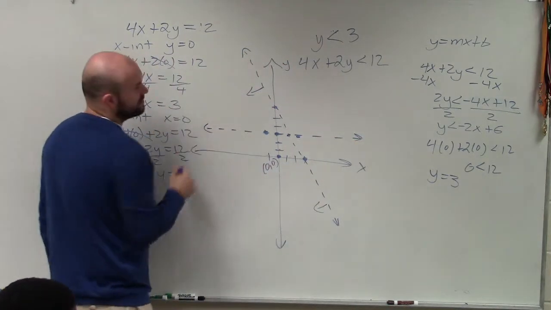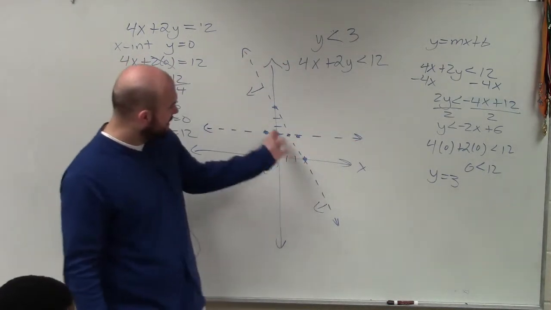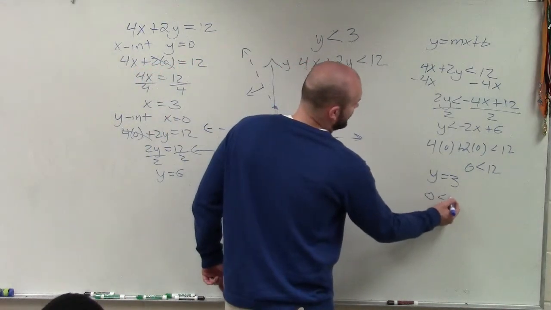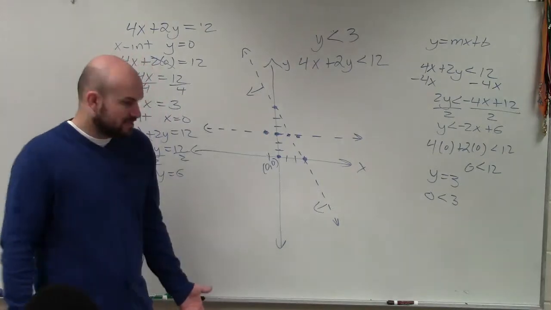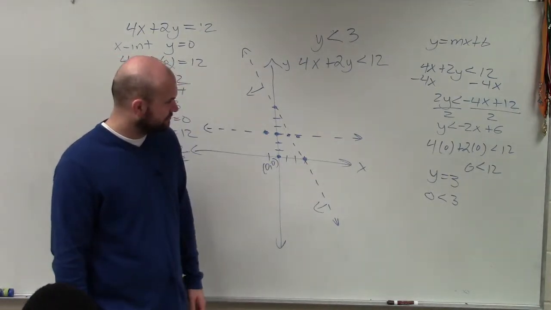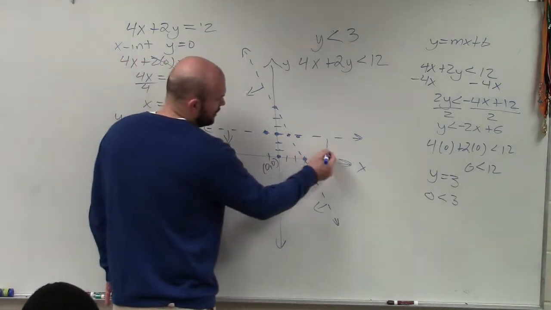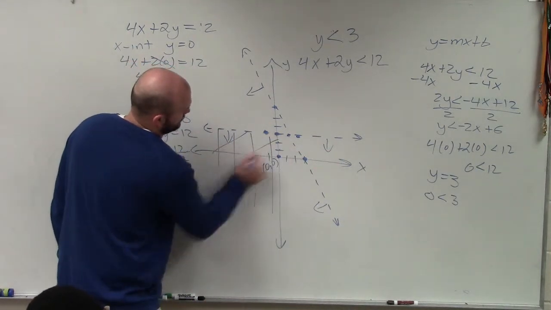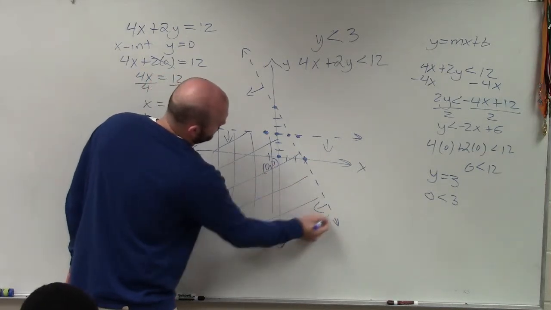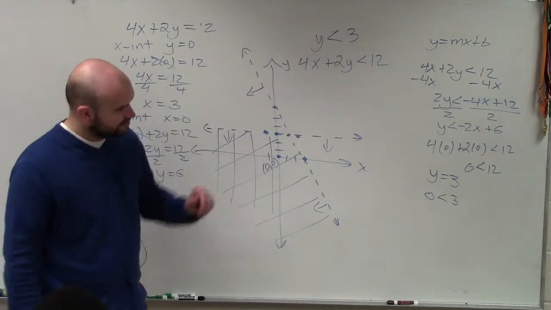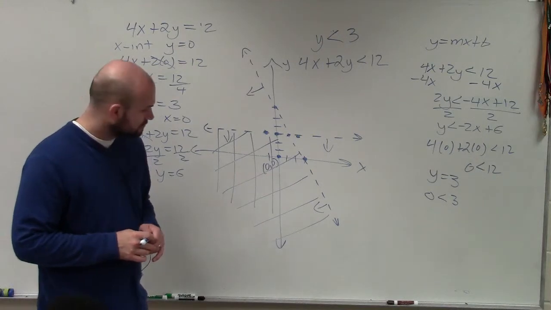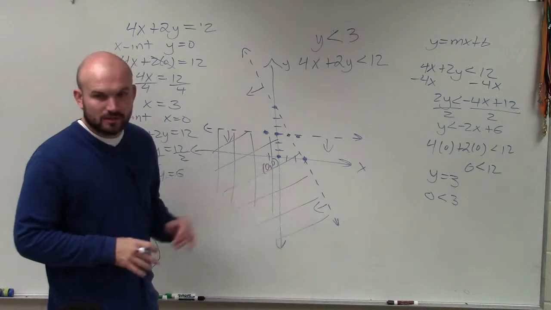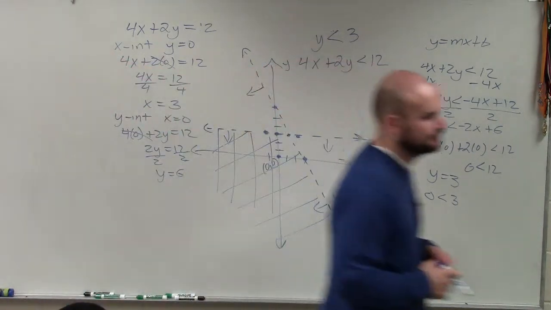And now, again, we need to apply our shading. Well, we don't have an x and a y to plug in for this. But we can just apply 0 in for y. Now, is that true or false? True. So now you shade below the line. And you can see the region that is true for both my inequalities is right here. Wait, do you shade on that side too? I'm only going to have you guys shade where it's true for both of my inequalities. OK? And that's it.